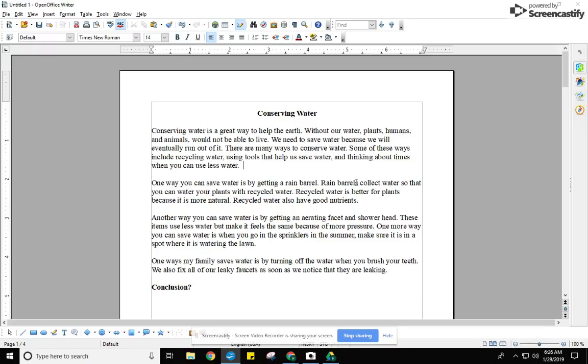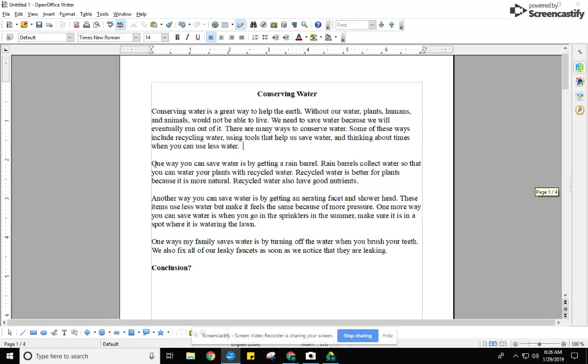Conserving water is a great way to help the earth. Without our water, plants, humans, and animals will not be able to live. We need to save water because we will eventually run out of it. There are many ways to conserve water. Some of these ways include recycling water, using tools that help us save water, and thinking about times when you can use less water.